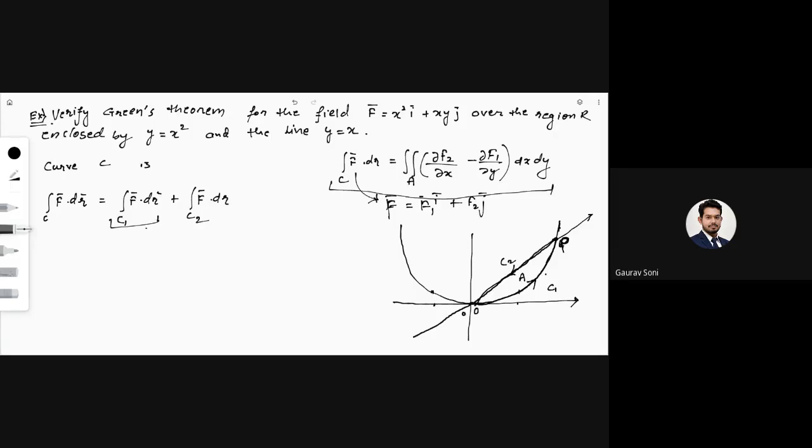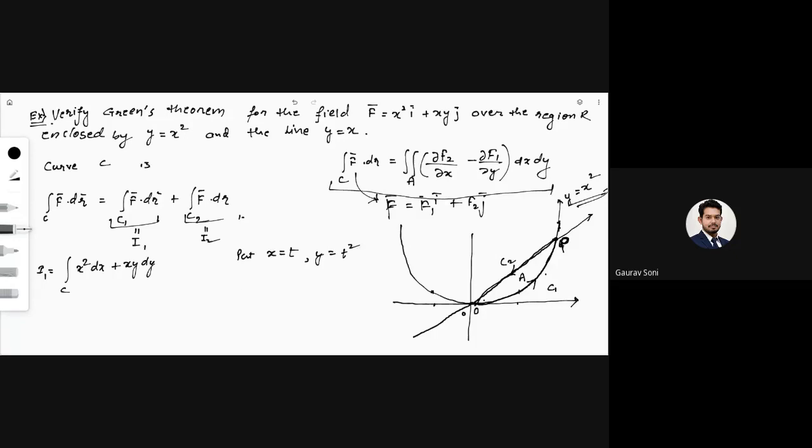So we'll call this I1 and we'll call this I2. So how will we get I1 here? I1 is equal to the integral of x square dx plus xy dy over the curve C1. So C1, what is the curve? This curve is y equal to x square, right? So if I put x equal to t, then y will become t square on this curve.